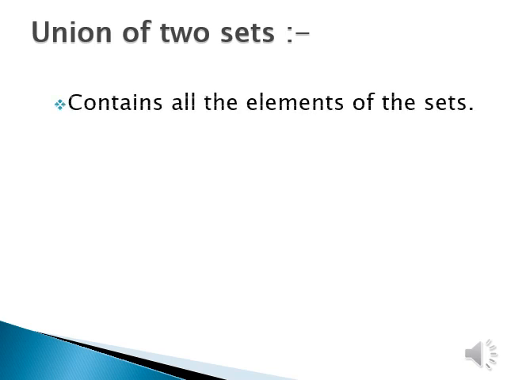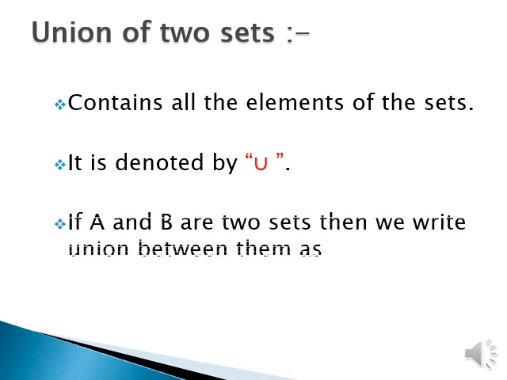It contains all the elements of the set, that is, the elements present in set A as well as the elements present in set B. It is the addition of both the elements. It is denoted by a capital U. If A and B are two sets, then we write the union between them as A union B. This is the way we represent the union set.